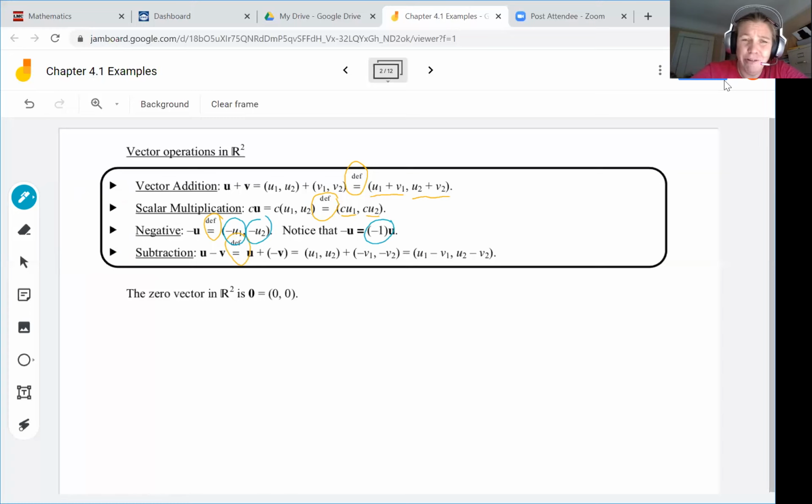And then if you've got vector subtraction, saying vector u minus vector v is the same as saying vector u plus negative vector v. And so you take the components of u and add to those the negative components of v, or you could say u1 minus v1 and u2 minus v2. And then the zero vector in the plane in R2 is 0, 0, what we think of as the origin.